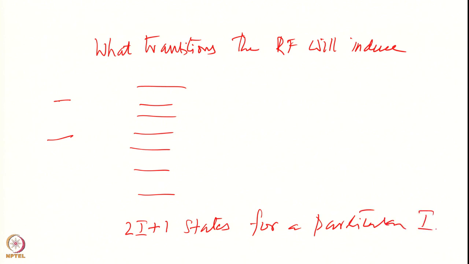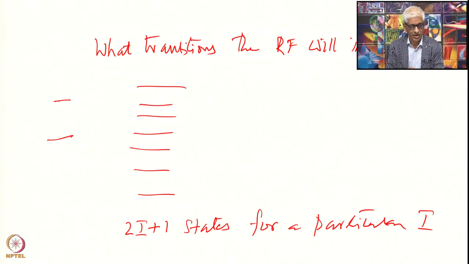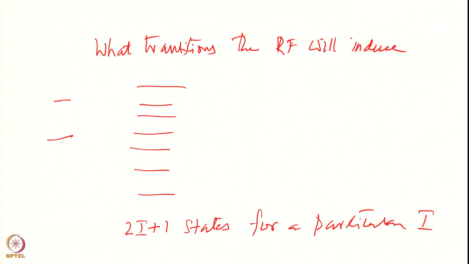That is, if there is one spin with one type of spin which has the I value, there are 2 I plus 1 states. If there were multiple spins, then of course you will have a net I value, which will be very different, and you will have many different orientations and many different states possible for the combination. What sort of transitions are possible here?